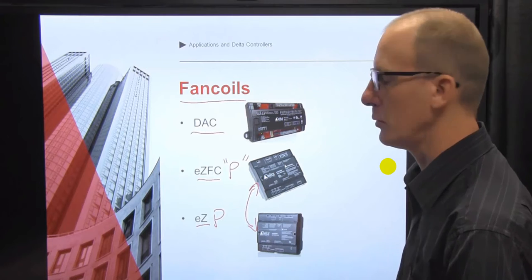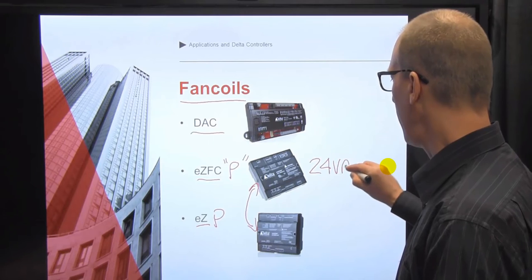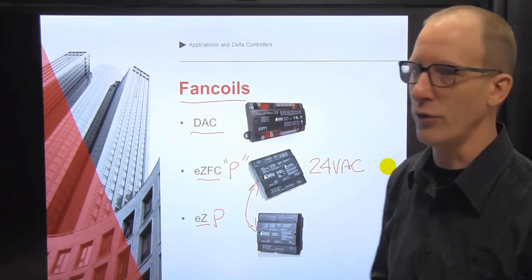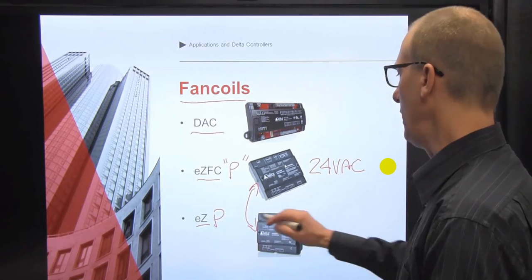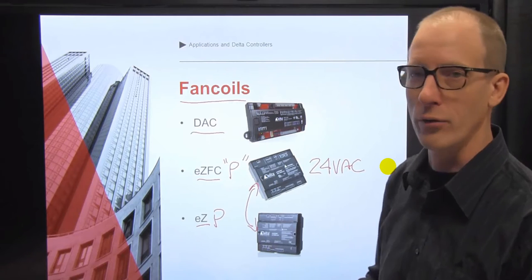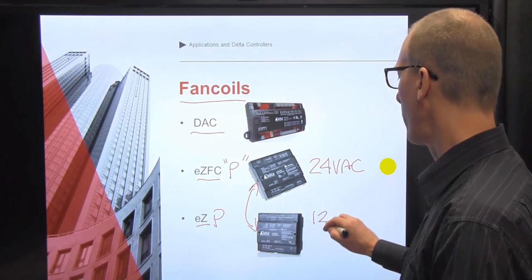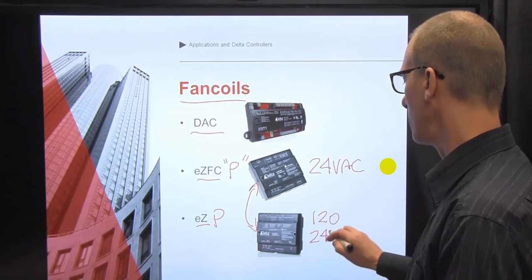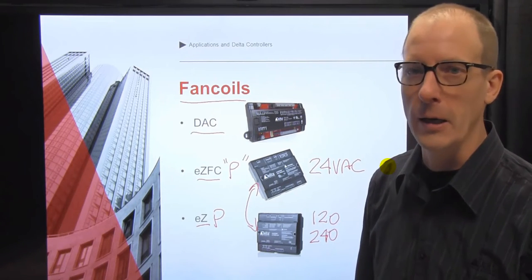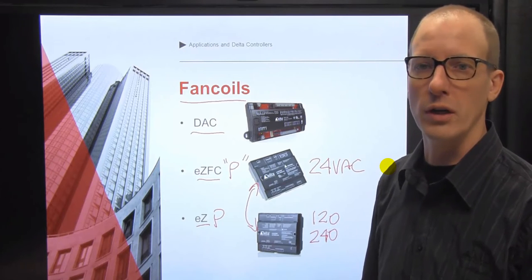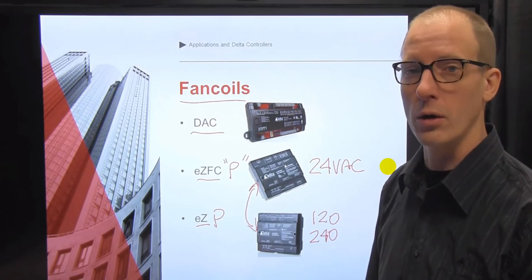But the primary difference between the two is that the EZFC runs off 24 volts AC for its own power to power it up. Typical controller power, 24 volt. The EZ controller, however, runs off line voltage that is being used to power up the fan motor. So this will run over quite a range of voltages, but talking in terms of typical voltages, it'll run off 120 or 240 volt power directly, meaning that it doesn't require a 24-volt transformer at the fan coil to power it up. So the install cost on this should be a little bit lower because there's a little bit less work to do.